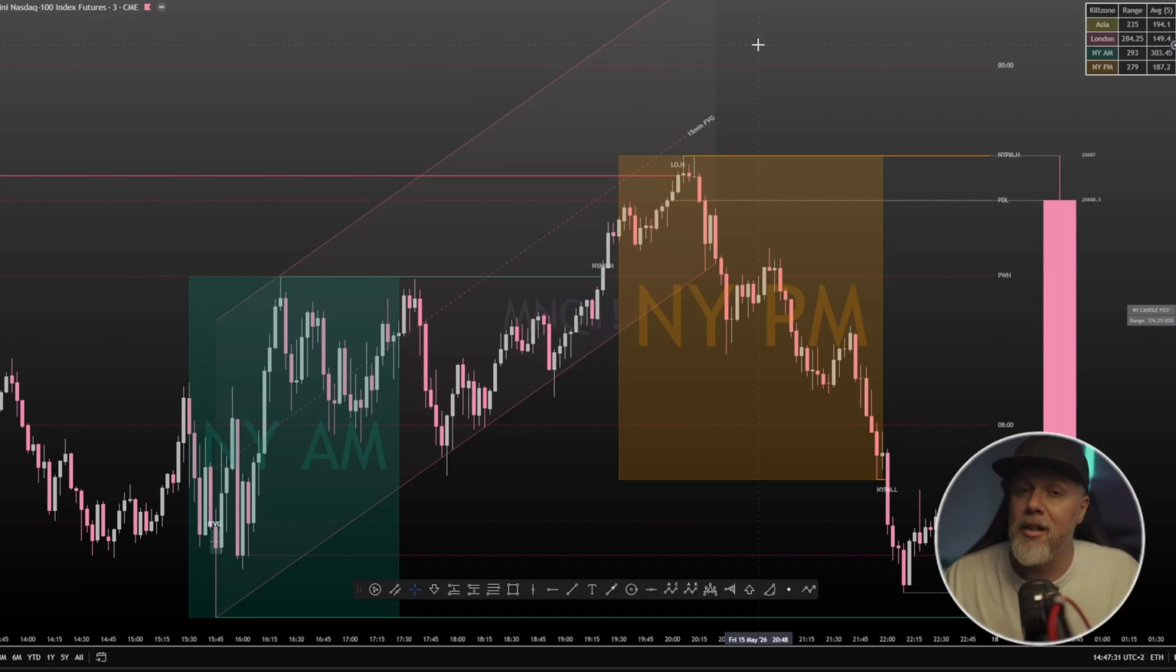I'm only interested in entering a trade in the direction of the bias. If it's a bullish channel, I'm only looking to buy. If it's a bearish channel, I'm only looking to sell.